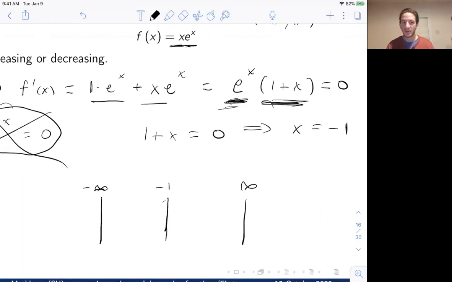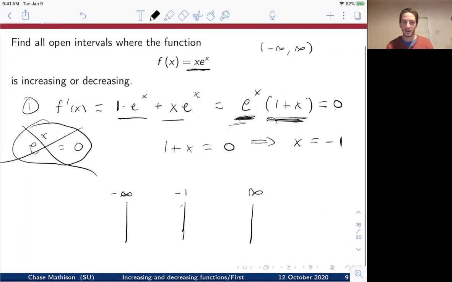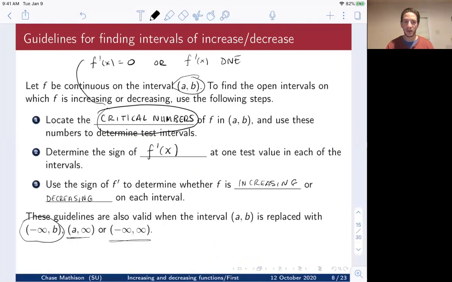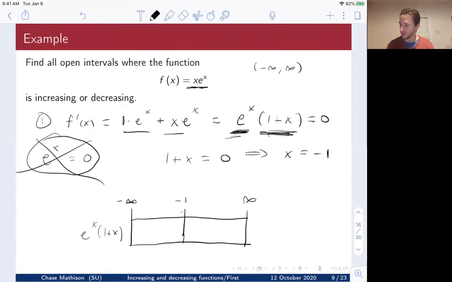With these problems, I always make a table. On the left, I'm going to have f prime of x is e to the x times 1 plus x. So we've determined our test intervals. Our test intervals are minus infinity to -1 and -1 to positive infinity.